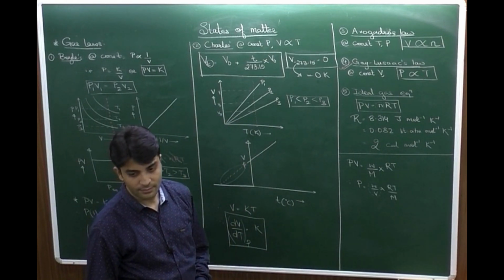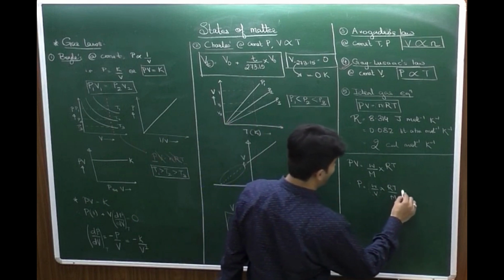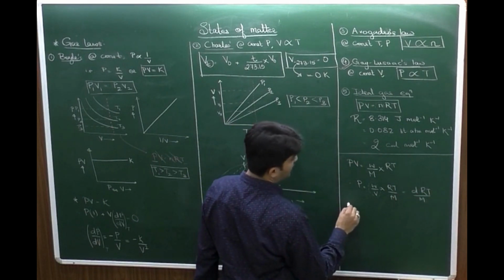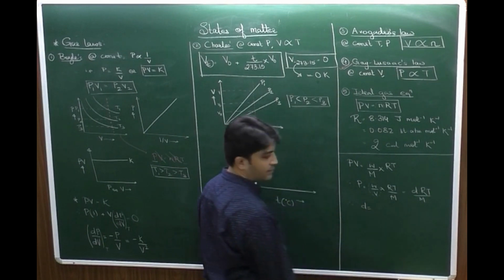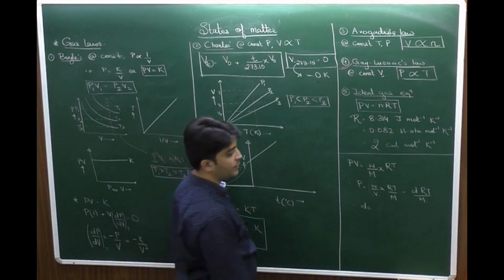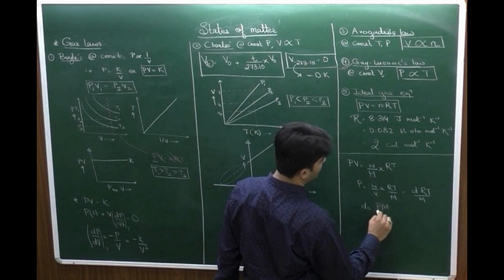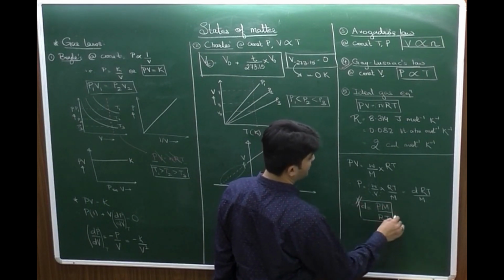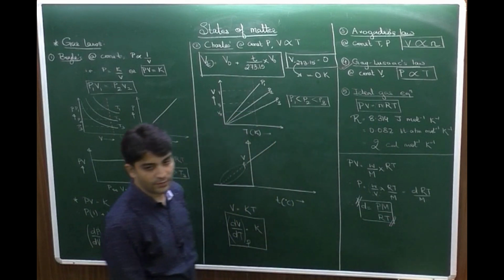Density is equal to PM upon RT. So if you are asked to find density from the ideal gas equation, the expression you get is PM by RT. This is a very important formula, but there is no need to actually remember it. I have just given you a simple derivation.